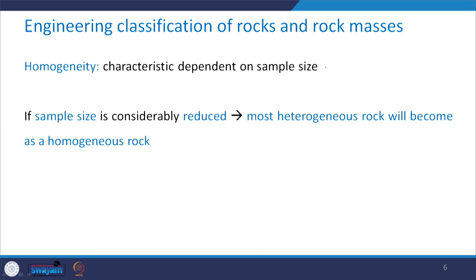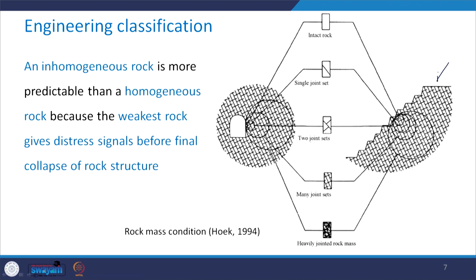Homogeneity is a characteristic that depends on the sample size. So, if the sample size is considerably reduced, most heterogeneous rock will become a homogeneous rock. Please remember this. With the help of a figure, I will try to explain this once again. Take a look here. This is an example of a slope, and this is an example of an underground excavation. Now, see here, as the circle is larger, there are more discontinuities if the sample size is larger.